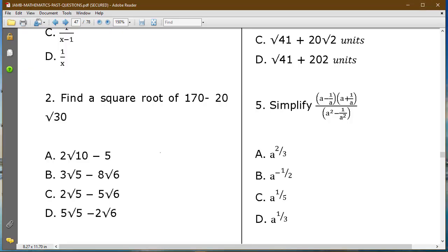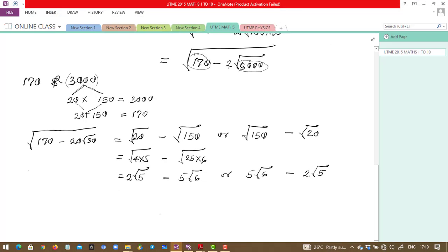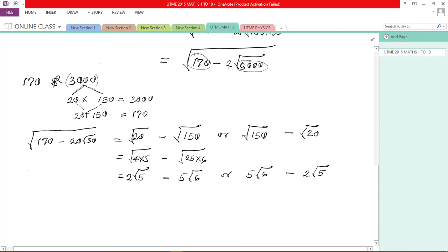Is that okay? So let's check our answer here. You can see now that our answer is C. C is the final answer. 2 root 5 minus 5 root 6. I believe you are following. Then our final answer here for number 2 is what? Number 2 answer is C.